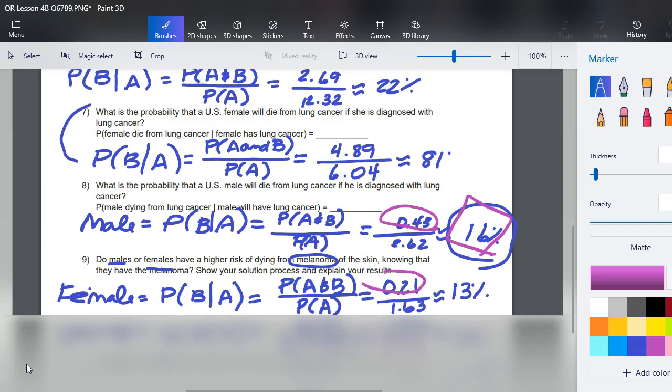You can talk about the same thing for females, that for a female, the probability of getting melanoma is way low. It's just nowhere near 1%. But if they do get melanoma cancer, then they have a 13% chance of dying from it. Make your comments, and this finishes lesson 4B.